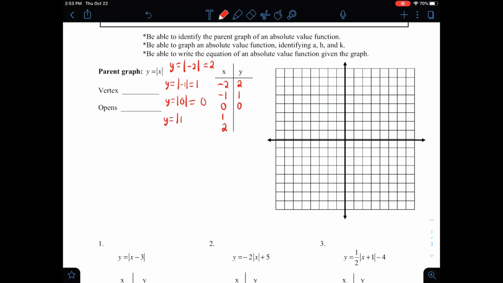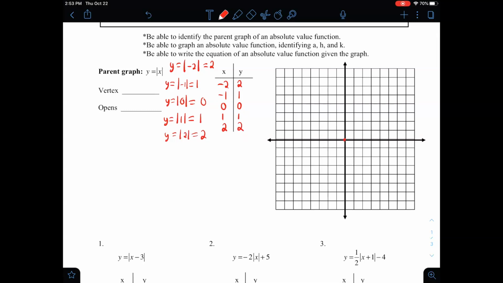And then if you look here, you might see a pattern. Y equals absolute value of 1. How far is 1 from 0? It's also 1. You see a pattern here? We got 0 in the middle. We got 1. So let's do the same thing here. Let's do y equals absolute value of negative 2, or positive 2, that is. That's going to be positive 2. So what does this look like?